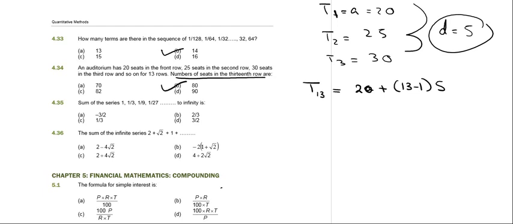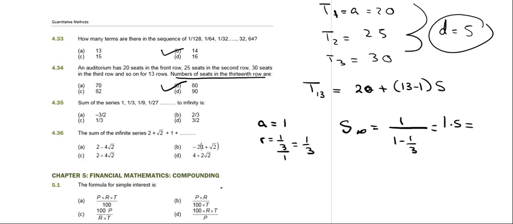4.35 says the sum of the series to infinity. a is 1, r is 1 over 3, or second term divided by first term, which gives us 1 over 3 as well. Sum to infinity is a divided by 1 minus r. 1 minus 1 over 3 is 2 over 3. 1 divided by that answer gives us 1.5, which is also equal to 3 over 2. So our answer for 4.35 is D.